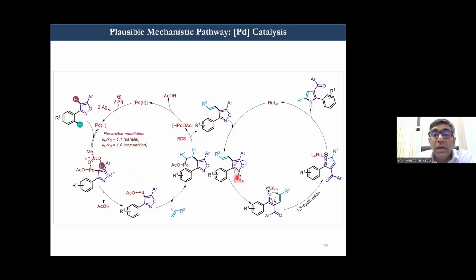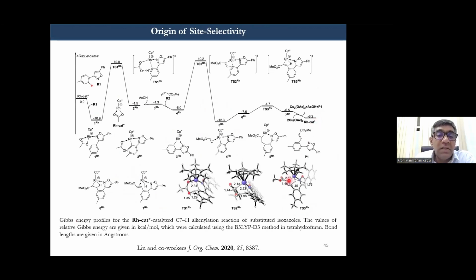This now coordinates with ruthenium, undergoes a ring opening to generate an imido species, which undergoes a 1,5 cyclization to generate the pyrrole upon rearomatization. So Lu and co-workers in 2022 actually provided the proof for this particular transformation.